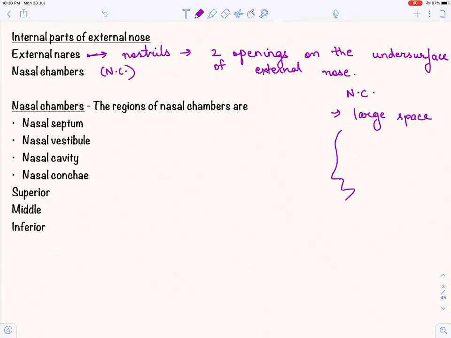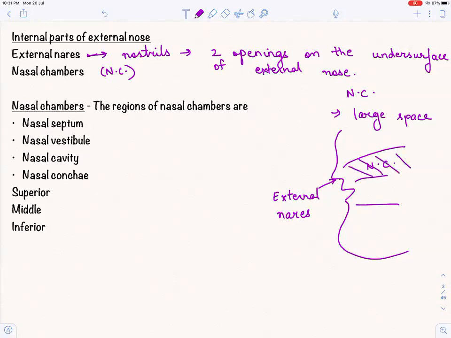So if this is a face, right? This is the tongue. This is the palate. This is the nasal chamber. And this is the external nares. So it is a large space in the anterior aspect that lies inferior to the nasal bone and superior to the oral cavity. This is the oral cavity. It is lined with muscle and mucous membrane.